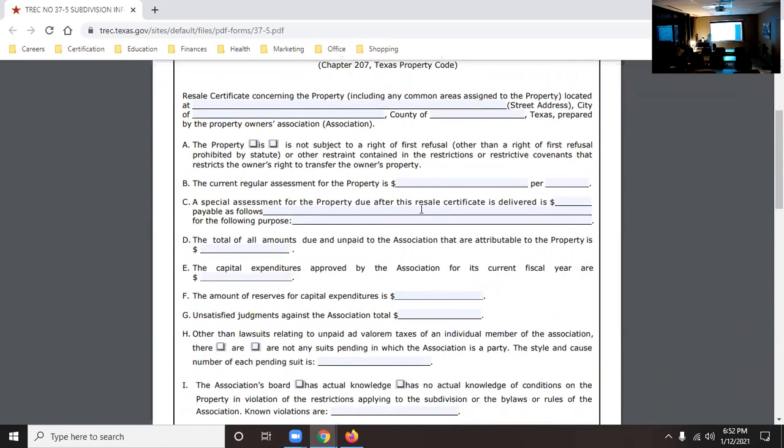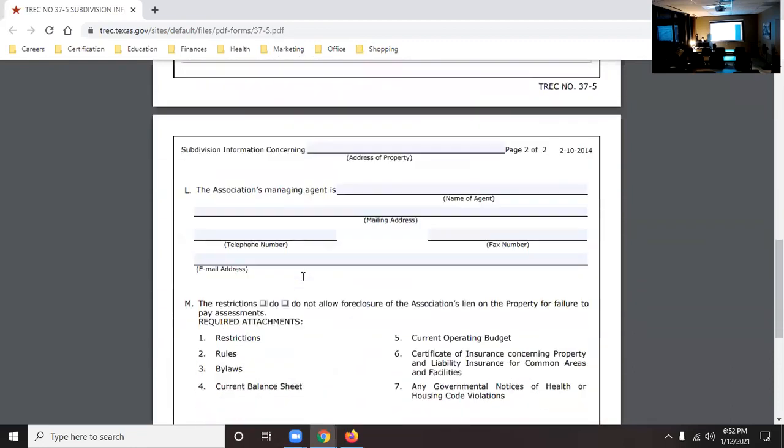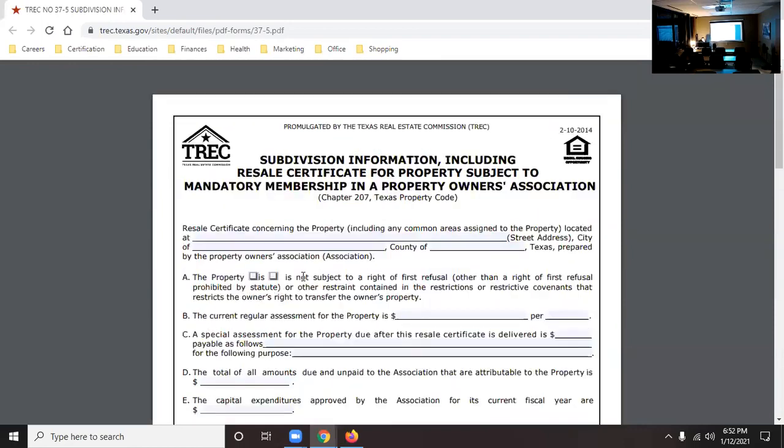What are they given? Are there any special assessments, or are there any total amounts unpaid or due that are attributed to the property? Are there any capital expenditures, any reserves, any judgments against the association? It basically is a ton of information that's provided to the lender and the buyer to tell them, number one, is this HOA solvent? Does this HOA actually have the funds to continue to operate?